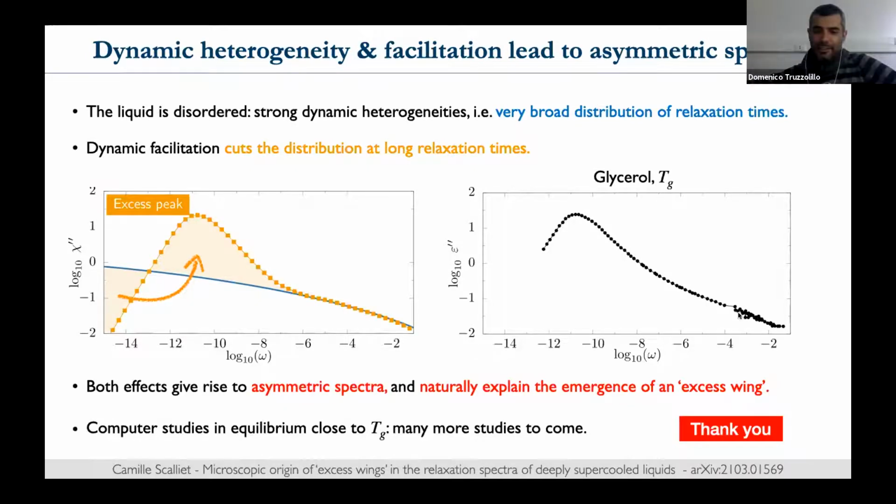Okay, next question, Pierfrancesco. Hi, Camille. Thanks a lot for the talk. I just have a preliminary question: what's the polydispersity that you use? So this one is quite polydispersed. It's the one with continuous polydispersity of 20%.